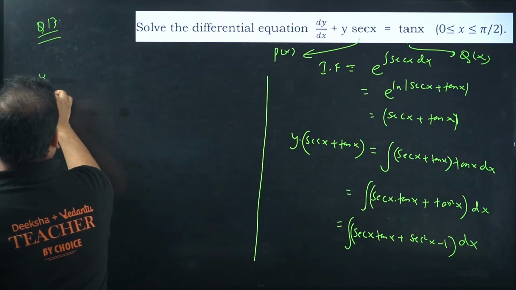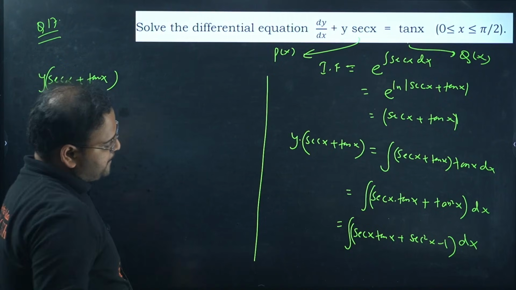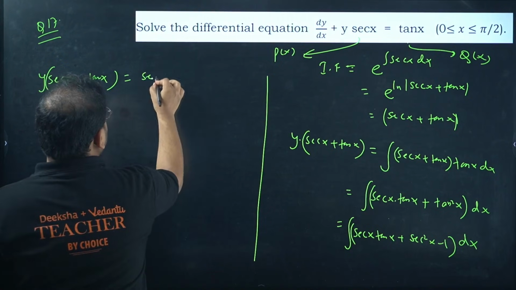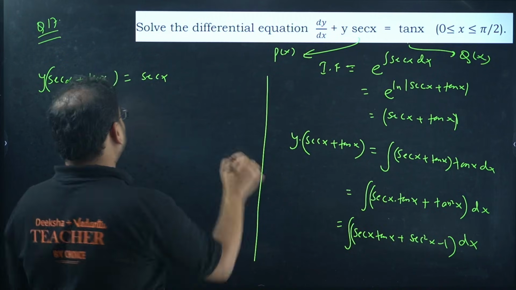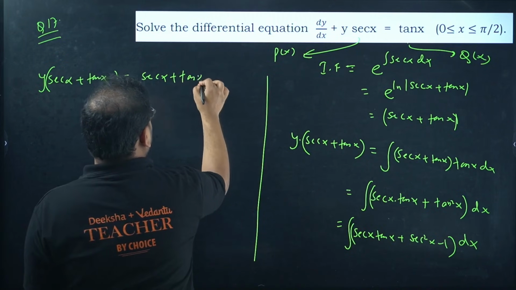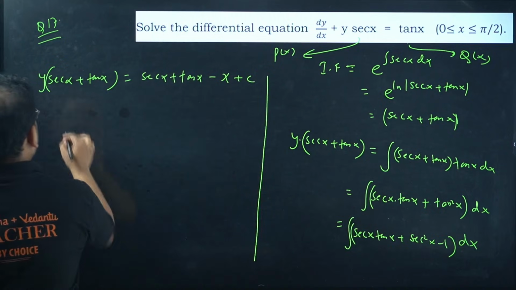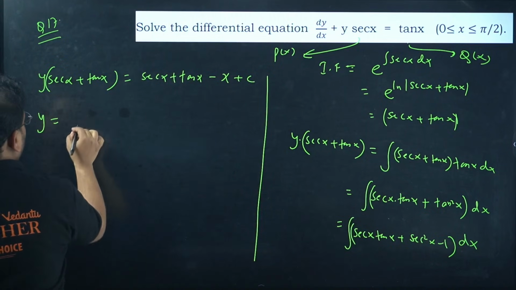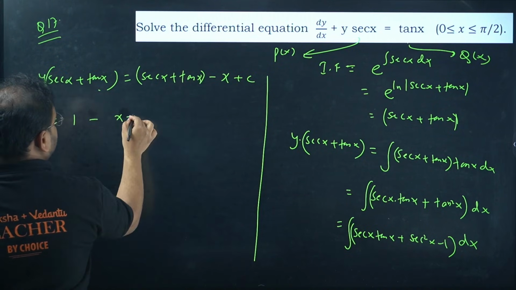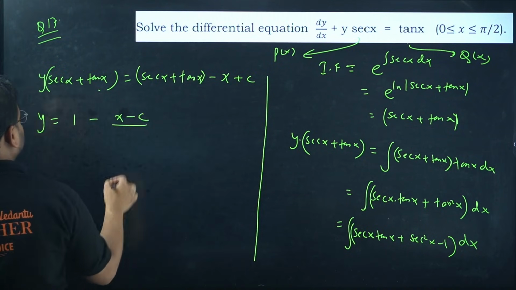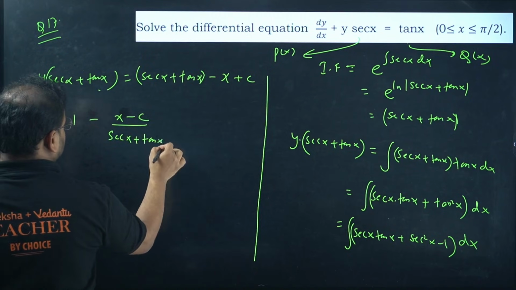So the answer comes as y times secant x plus tan x. This will be simply secant x, and integration of secant square will be again tan, so plus tan x minus x plus c. The answer comes as y: divide this whole thing, you'll get 1 minus x minus c in the numerator, and you have secant x plus tan x together in the denominator. That's your answer.